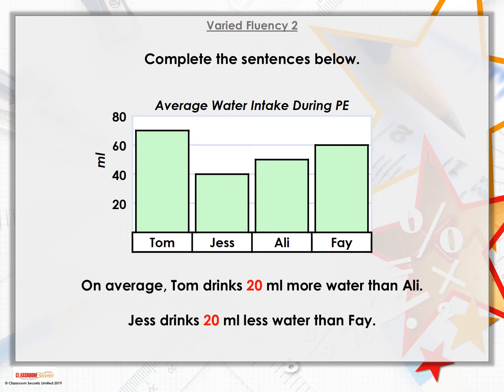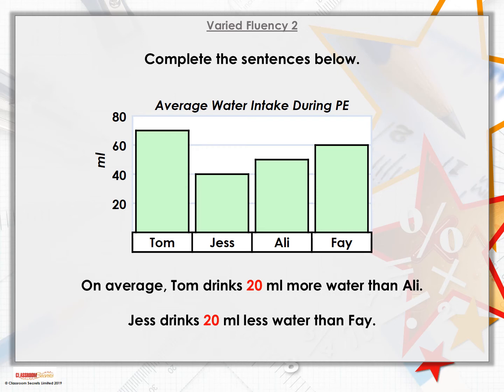Right, let's have a look at the answer. Now we know that Tom drank 70 and Ali drank 50. So to find the difference, we would do 70 take away 50, which equals 20. So we know when we're finding the difference, it is the takeaway.